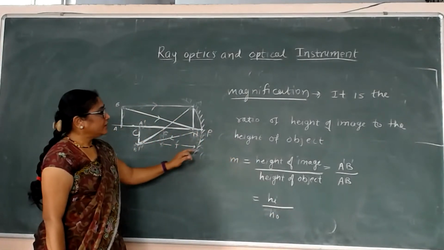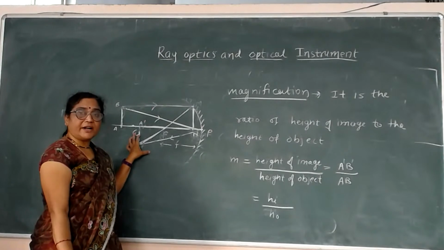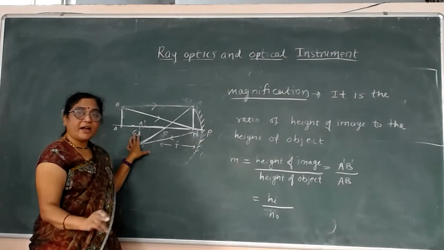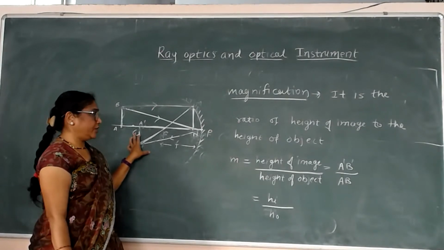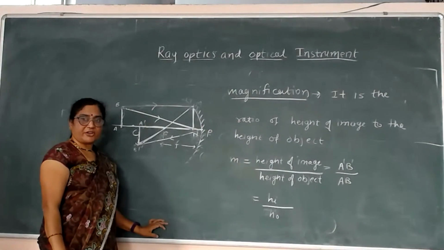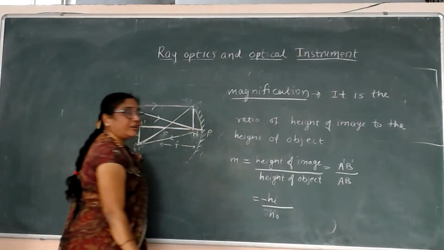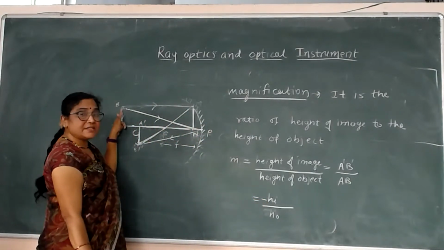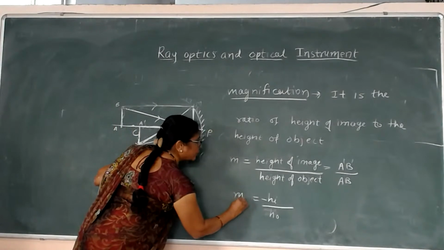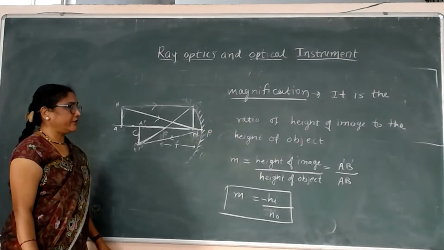And we know that this height of image is taken to be minus, because according to the sign convention, heights above the principal axis are taken to be positive and heights below the principal axis are taken to be negative. Here the image is in the downward direction, which means the height is taken to be negative. The height of the object is above the principal axis, so it is considered to be HO. Magnification is equal to HI divided by HO.